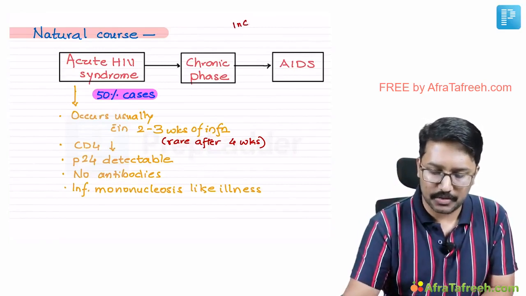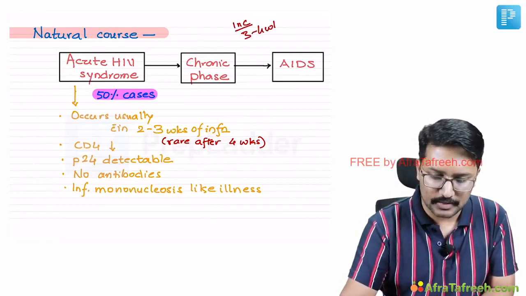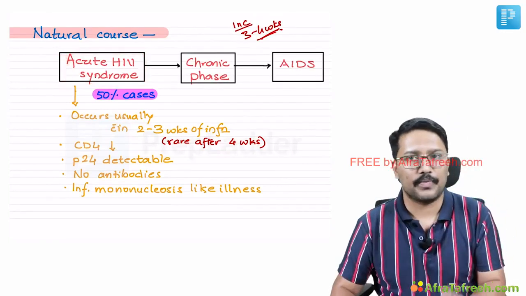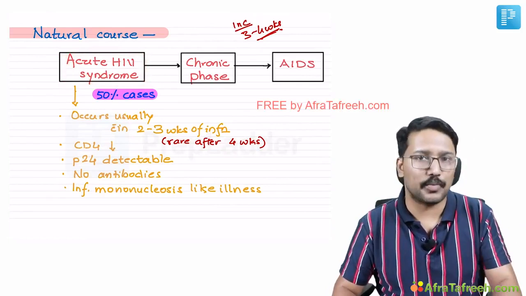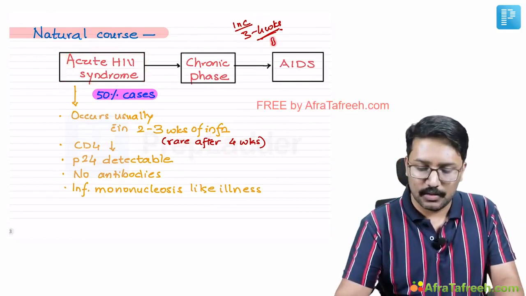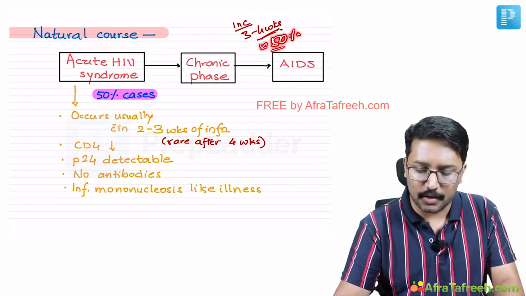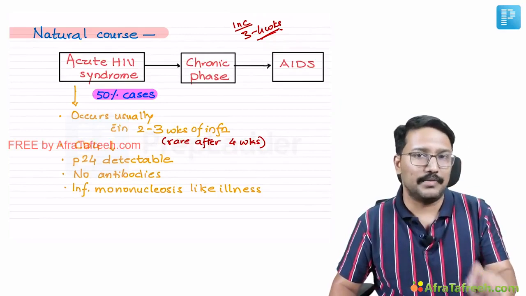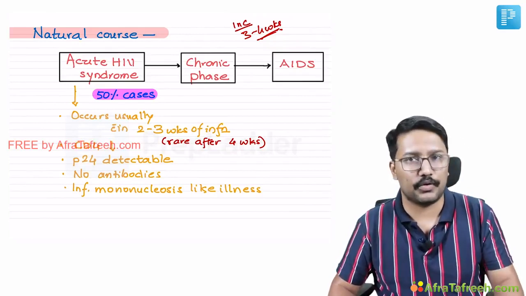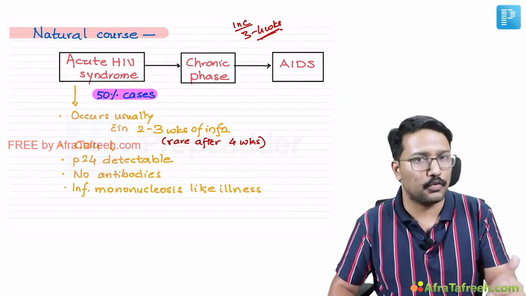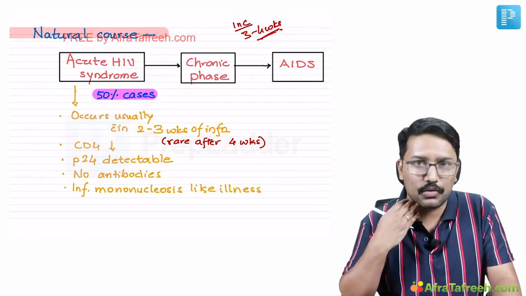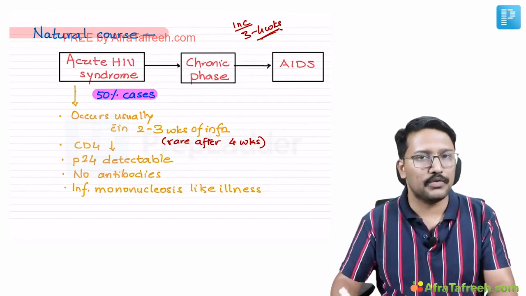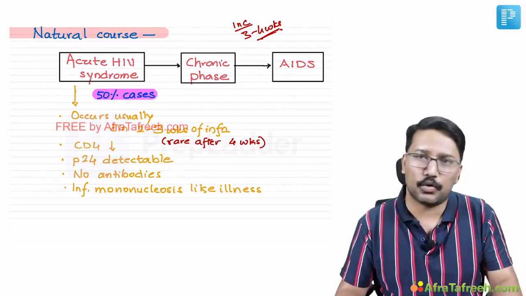After an initial incubation period of 3 to 4 weeks, patients can present with what is known as acute HIV syndrome. As I've already told you, all patients need not present with acute HIV syndrome. It is around 50% of the patients. So what is this acute HIV syndrome? It is an acute febrile illness which clinically resembles infectious mononucleosis. So these patients present with acute fever, pharyngitis or sore throat, cervical lymphadenopathy, and a maculopapular rash. So clinically, it resembles infectious mononucleosis, right?